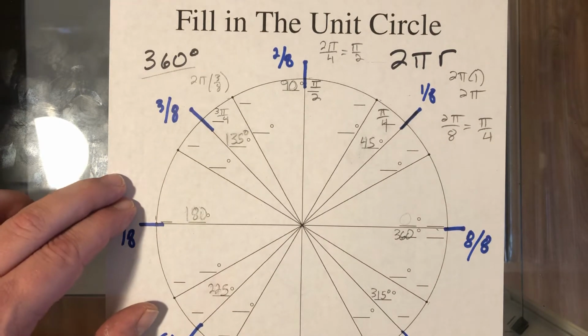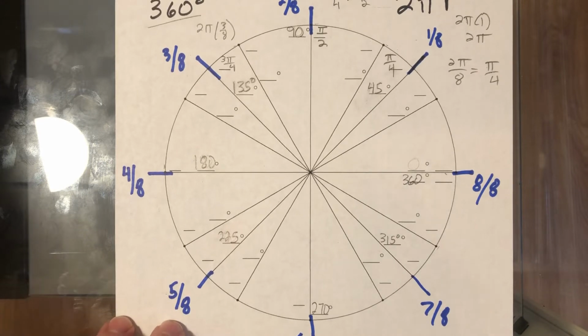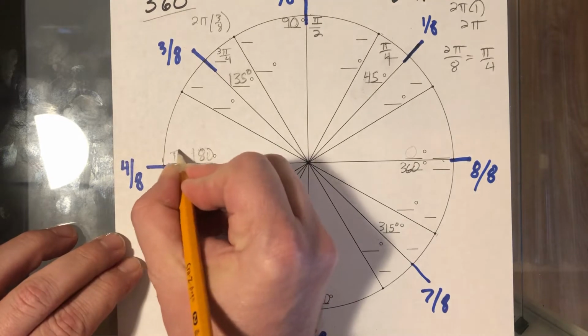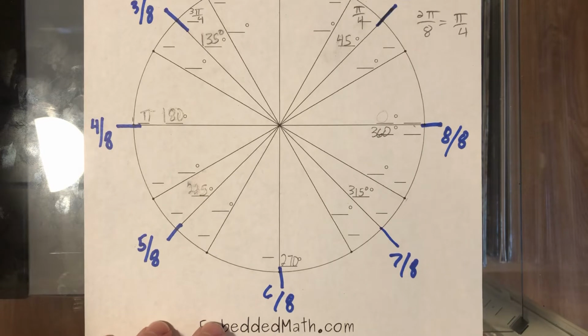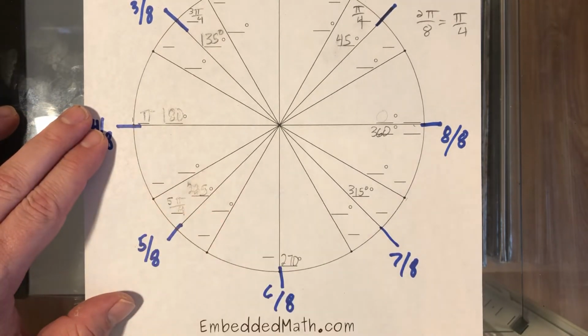Okay? We're going to continue to go around our unit circle. 4/8 is the same as 1/2, so halfway around our circle would be 2 pi divided by 2, so it's just going to be pi radians. Okay? If we continue on around, if I've got 5/8 of a circle, I would take 5/8 times 2 pi, and that's going to give me 5 pi over 4. So that would be 5 pi over 4 radians.